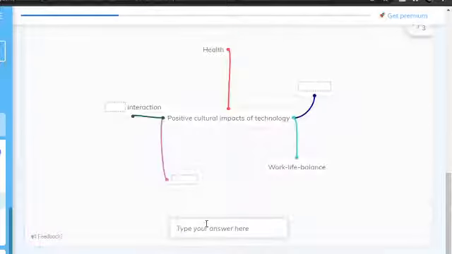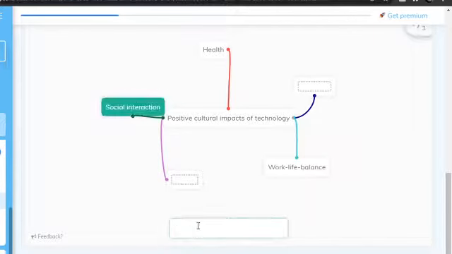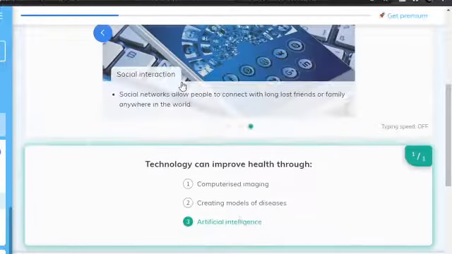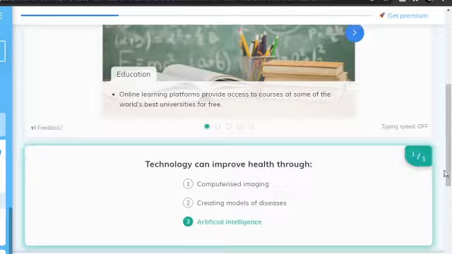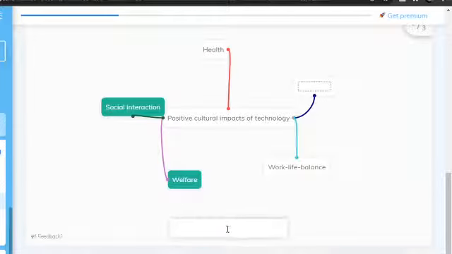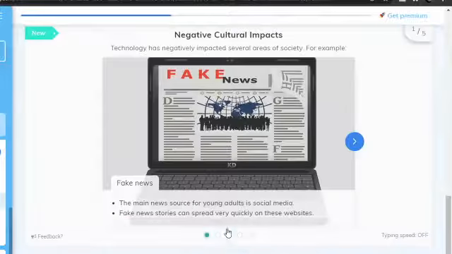Easy. So, positive: obviously social interactions, welfare, work-life balance, health, and what would be the other one? Positive cultural impacts. So it's obviously like helping people, education. That is the most obvious one. That's literally what we are doing. Fair enough. Education.